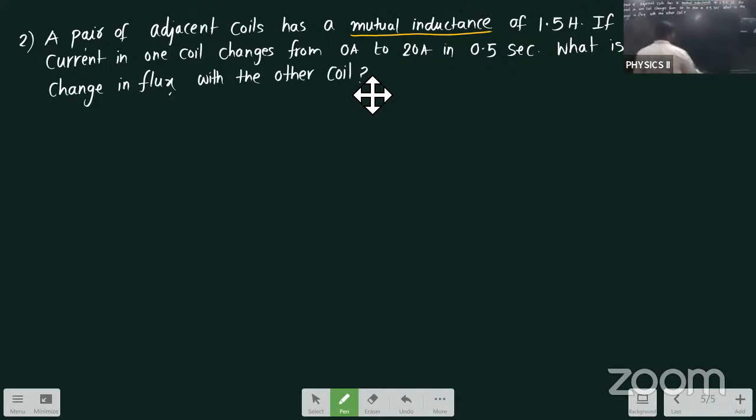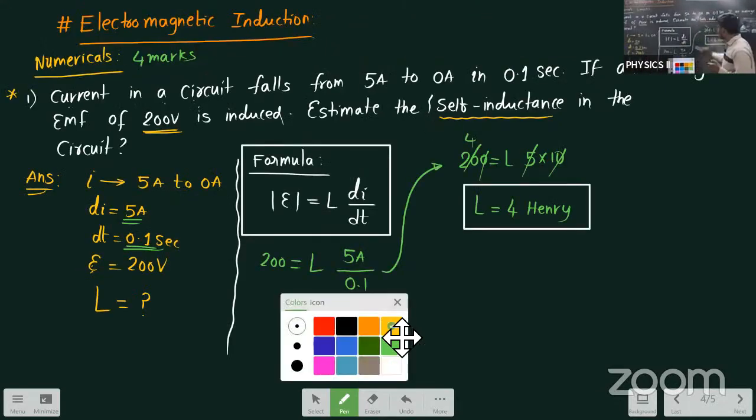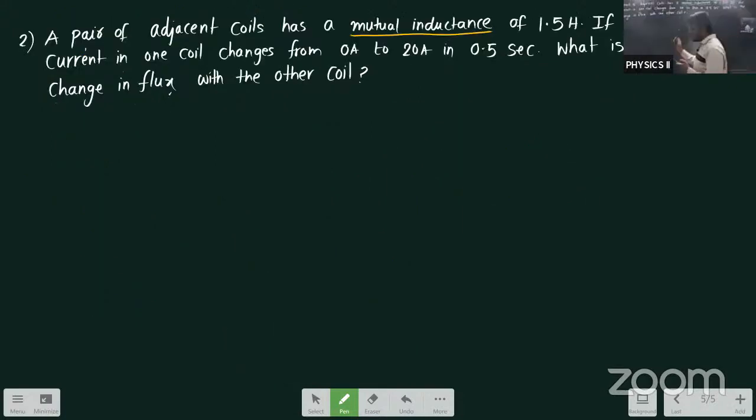In the previous problem, there was a self-inductance. But in this problem, mutual inductance is there. Please try to solve this problem. Again, the same thing is given here. A pair of adjacent coils has a mutual inductance of 1.5 Henry. If the current in one coil changes from 0 amperes to 20 amperes, how much time has he given? 0.5 seconds. What is the change in flux with the other coil? Please try to do this problem.